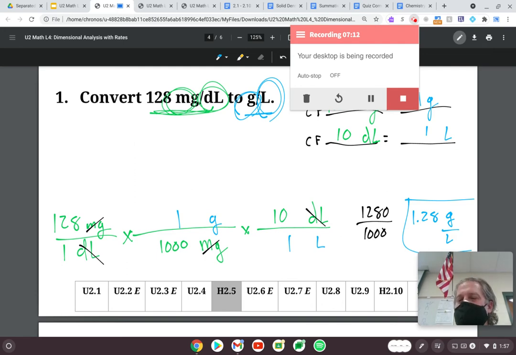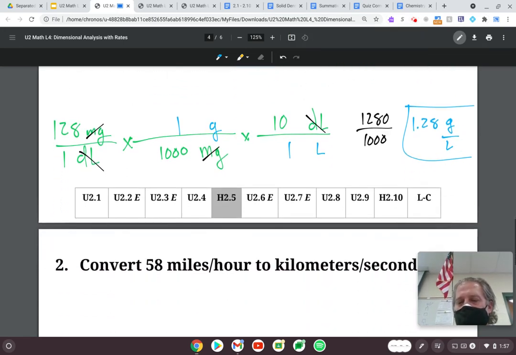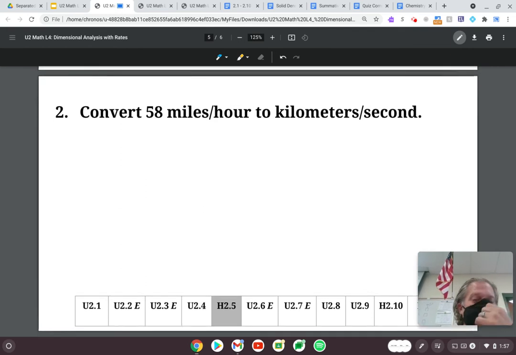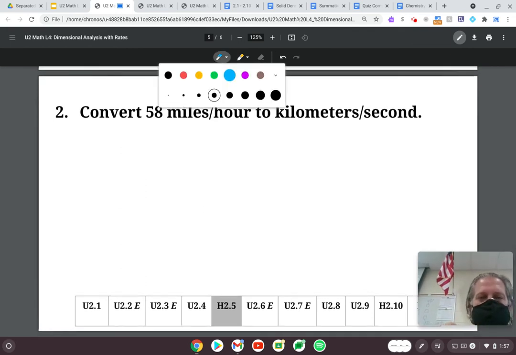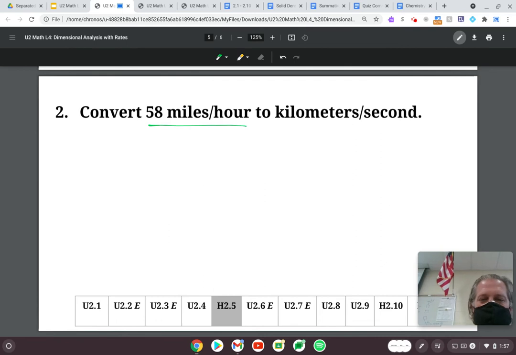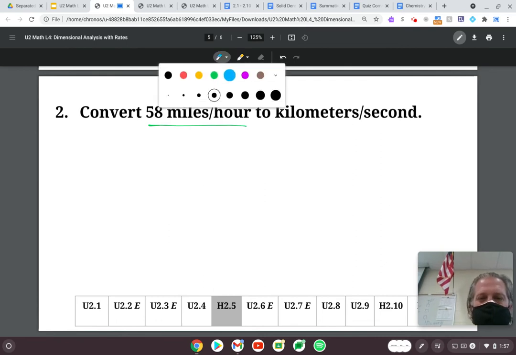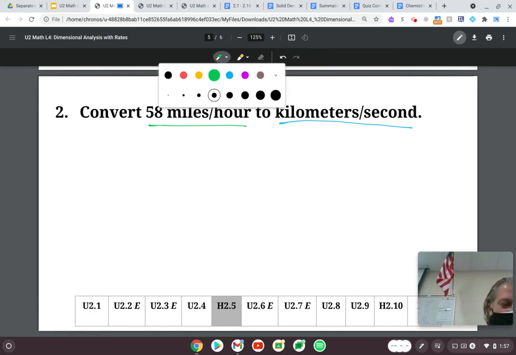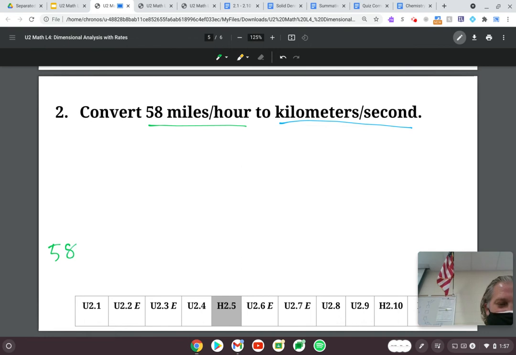All right, so the next problem is a little bit more complicated, but it's the same idea. So we're going to be comparing 58 miles per hour to kilometers per second. And so again, I usually write things out because I can't see it in my head otherwise. So I'm going to take 58 miles and put it over 1 hour.